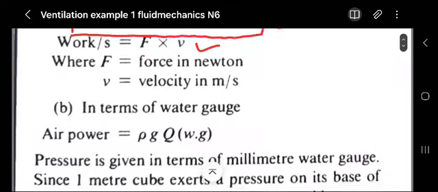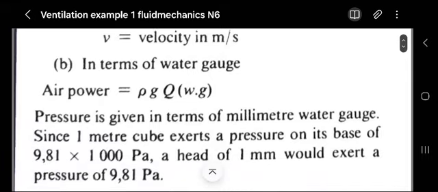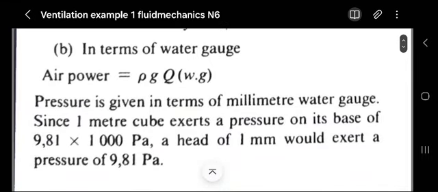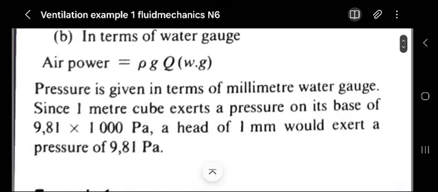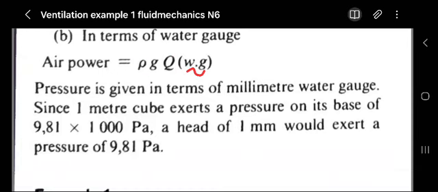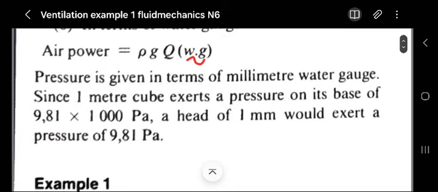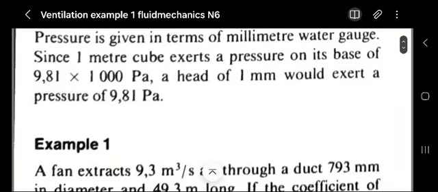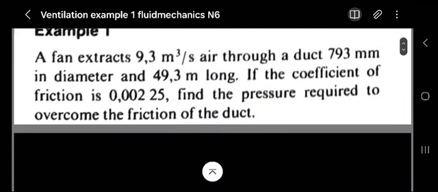Force is in Newton, velocity is in meters per second, or it can be in terms of water gauge. As you can see, the air power that we're given here is measured in water gauge. We have this formula there. We'll discuss this as we deal with the question. Do not worry about that a lot. Let's check example 1.